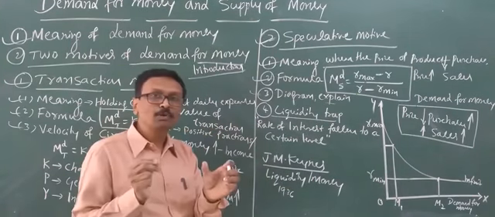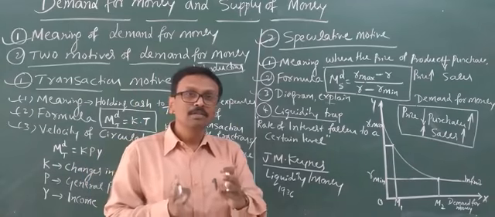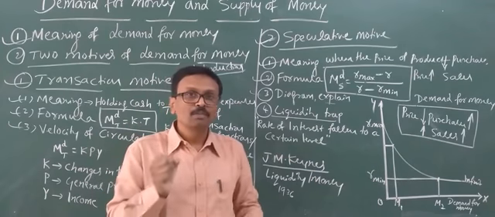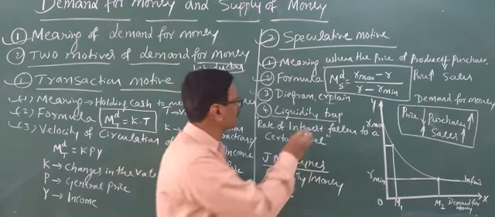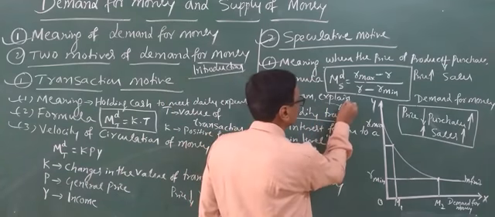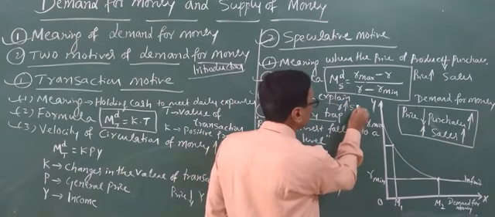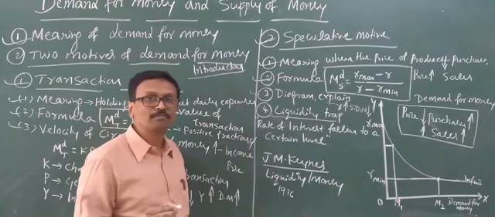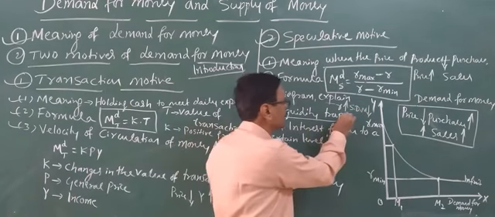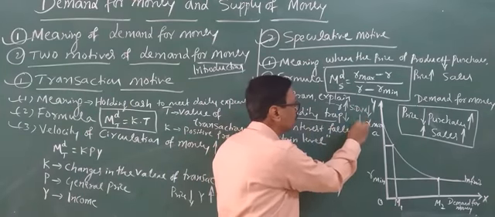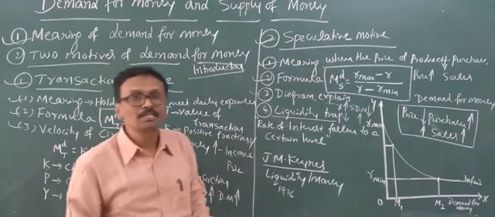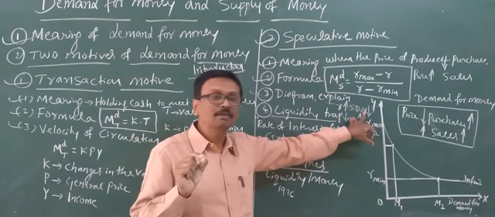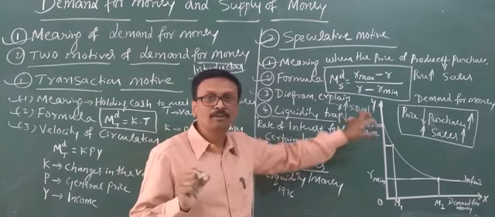You have to clarify the difference between the speculative motive and the rate of interest. When the rate of interest increases, the speculative demand for money reduces. In other words, when the rate of interest reduces, the speculative demand for money increases. There is an inverse relationship between the rate of interest and the speculative demand for money.